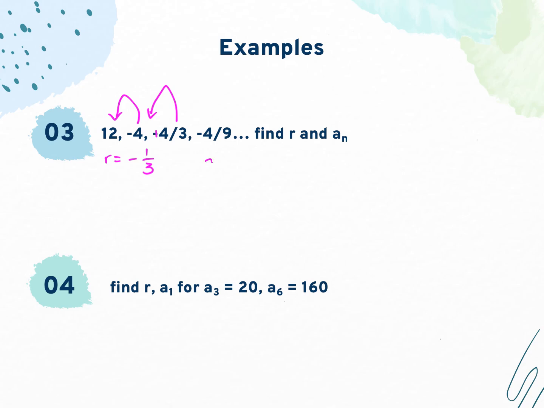So then my a_n equals the first number, which is 12, times the r, which is negative 1/3, to the n minus 1. Your r can obviously be a whole number. It could be a fraction. It could be a decimal. It could be a positive. It could be a negative. It's still geometric.